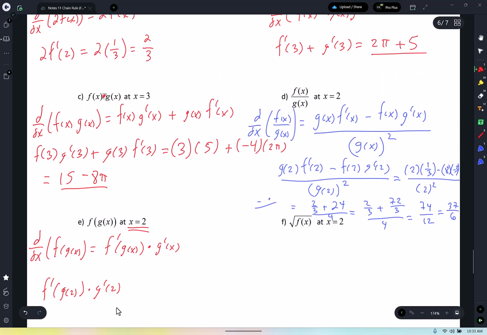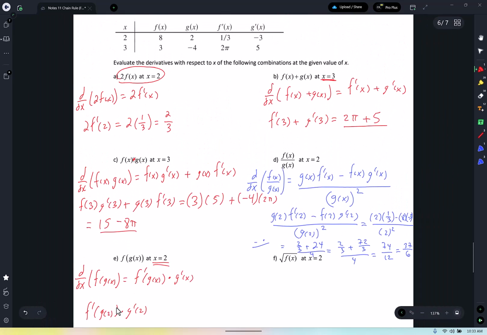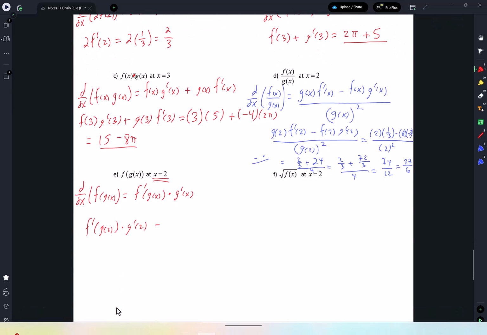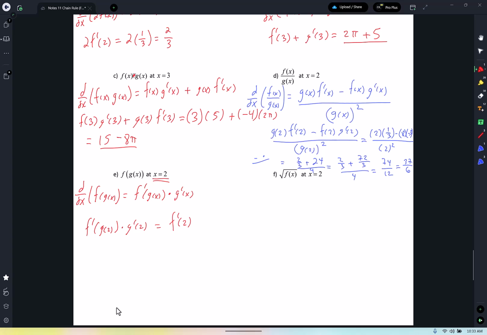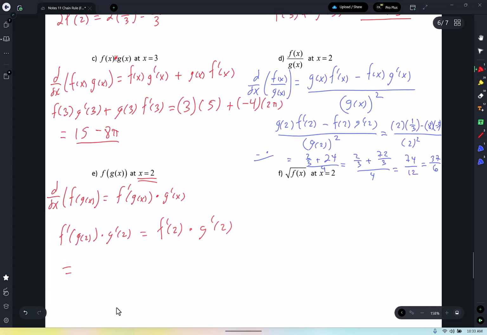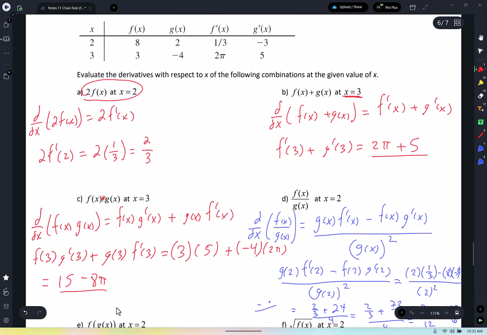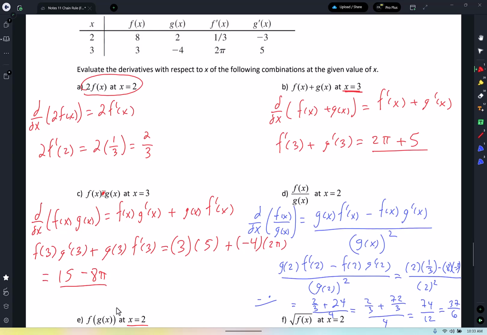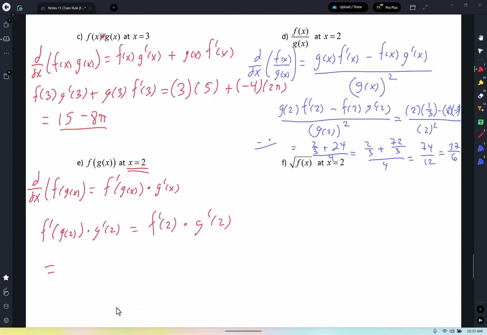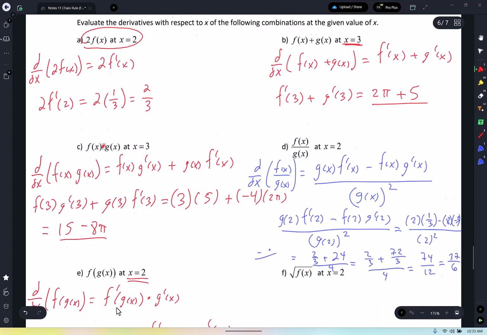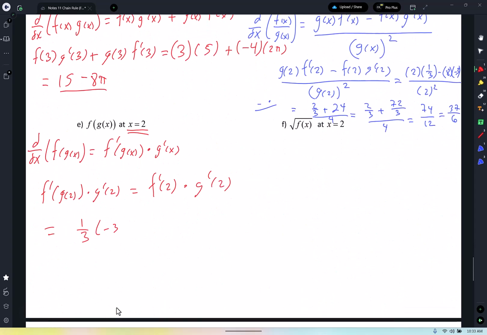What was g of 2? I come back to my table. G of 2 was 2. You're right, g of 2 is 2. So this is going to look like f prime of 2 times g prime of 2. I should have changed the table up because I don't like that it's the same number. F prime of 2 is 1/3, and then g prime of 2 is -3. So it looks like we just get -1.